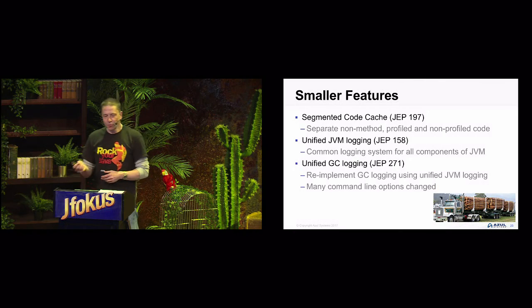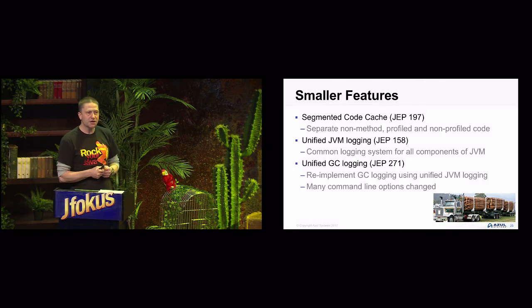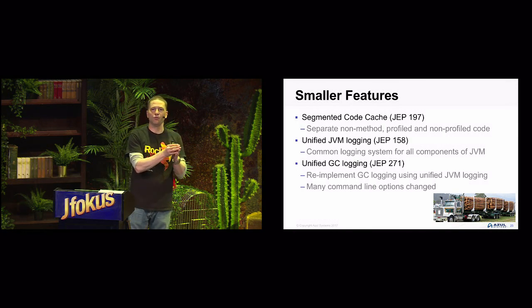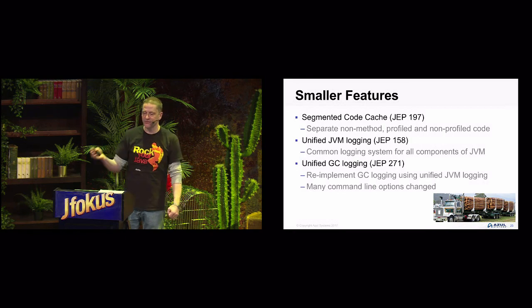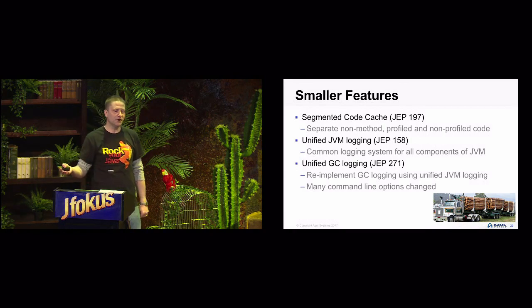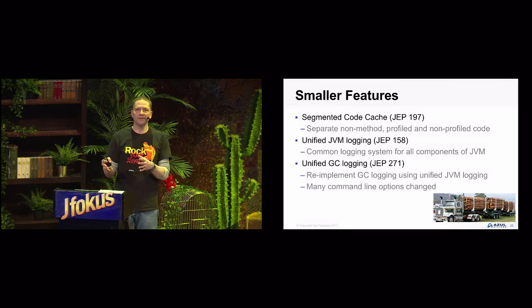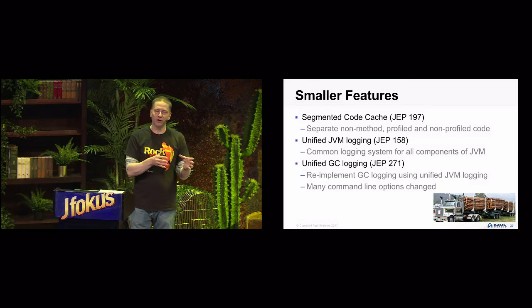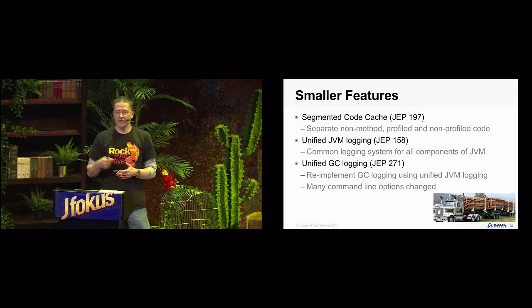A few smaller features. Segmented code cache is to do with the way that the JIT compiler works. And what's happening here is dividing up the code that's generated in 3 different areas. So you've got non-method code, you've got profiled code, and non-profiled code. Again, the reasoning behind this is really about looking more into the future so that different optimizations can be applied to different segments of the code based on where they are in terms of the actual cache.